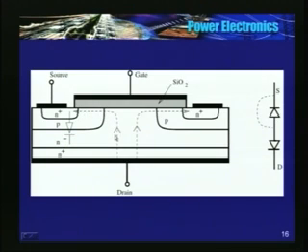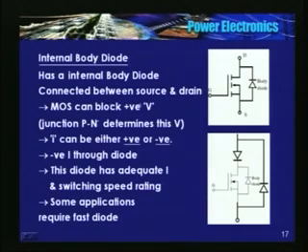Even if I short this, there is a diode, what is known as the body diode, which is connected in the reverse fashion. The cathode is connected to the drain, and the anode to the source. So symbolically it looks something like this. This is a MOS, and here is the body diode. This exists there.